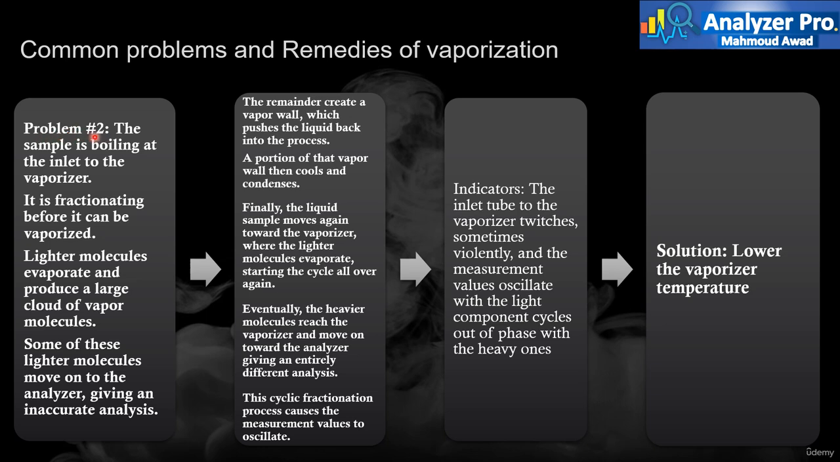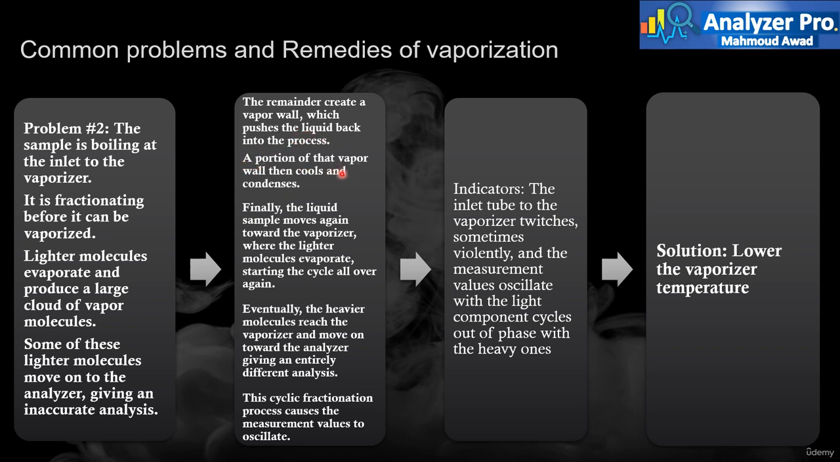Problem number 2, the sample is boiling at the inlet to the vaporizer. It is fractionating before it can be vaporized. Lighter molecules evaporate and produce a large cloud of vapor molecules. Some of these lighter molecules move on to the analyzer, giving an inaccurate analysis. The remainder create a vapor wall, which pushes the liquid back into the process.